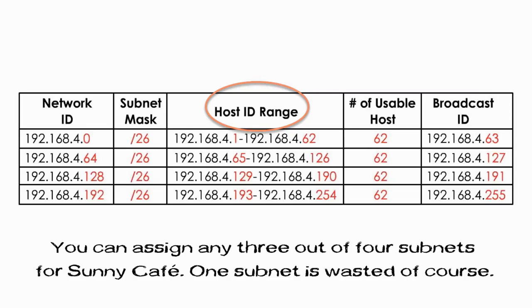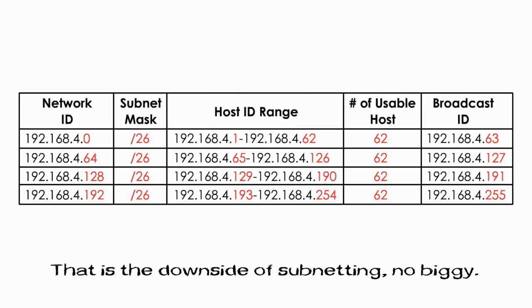You can assign any 3 out of 4 subnets for Sunny Cafe. One subnet is wasted, of course. That's the downside of subnetting.